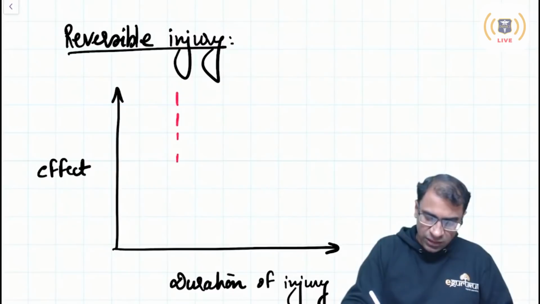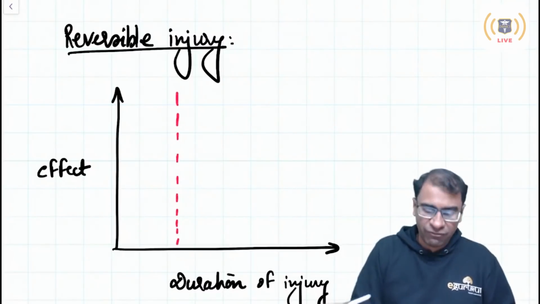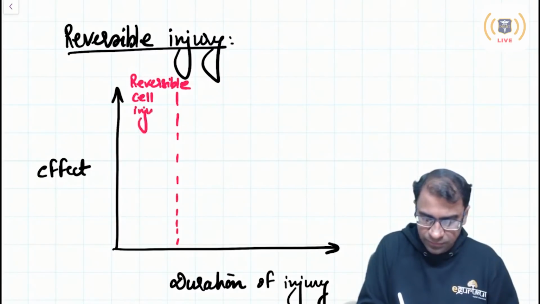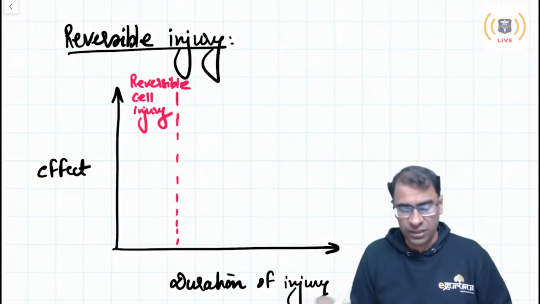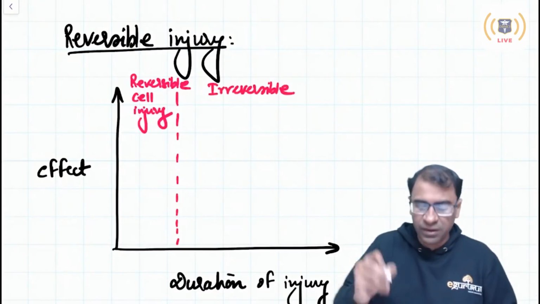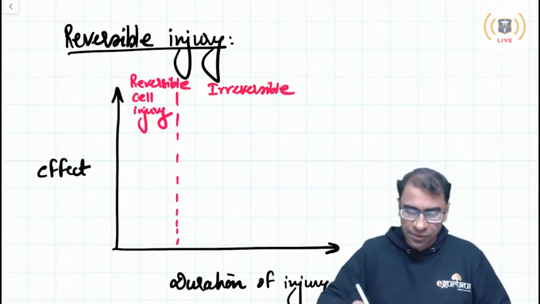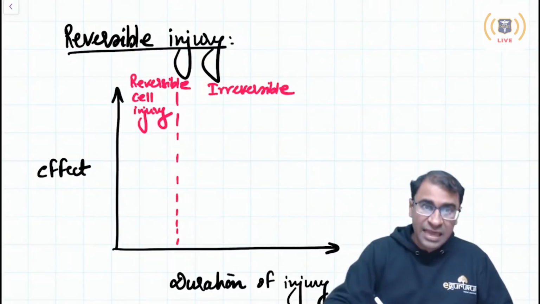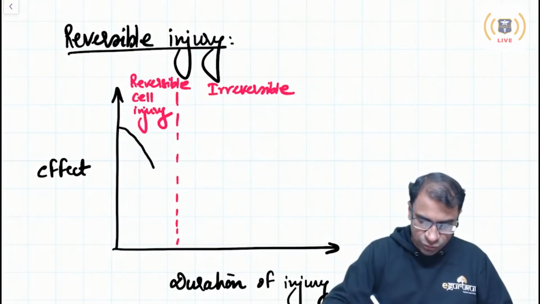Let's assume initially the injury was reversible. So let's assume this shaded line is of reversible cell injury. And this is irreversible cell injury. Now what happens? Because of the reversible cell injury, the cell function starts to decrease.